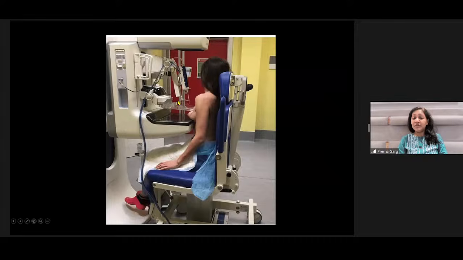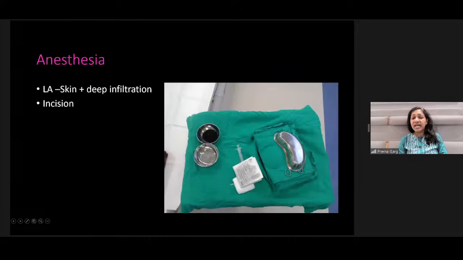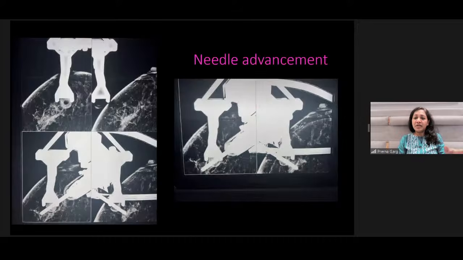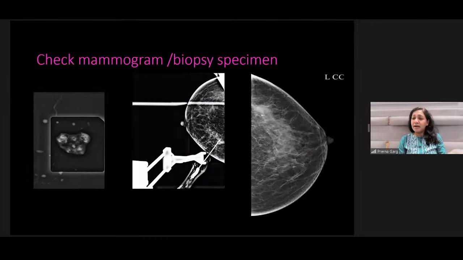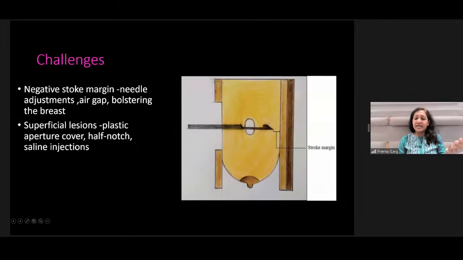Here we see that the patient has been positioned. This is the biopsy gun, the compression paddle, the detector plate, and the compression has been applied. You give local anesthesia, a superficial infiltration as well as a deep infiltration, then give a small nick. Then advance the needle to the selected target, and take pre-fire and post-fire images to check if the lesion has been adequately sampled. Take a biopsy specimen, insert a marker clip, and your procedure is done.